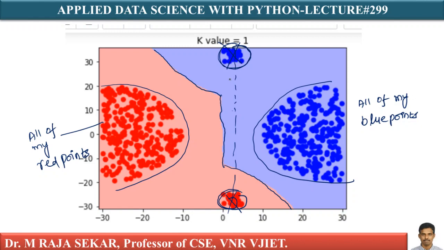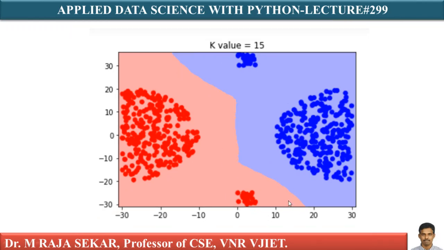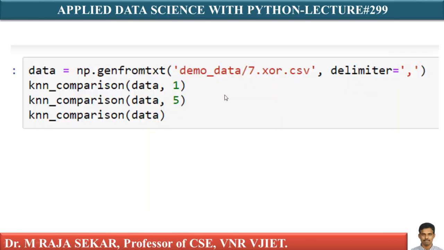Even for large values of k, the decision boundary does not change much. Just see, for k equal to 5, again the decision boundary is not changing much. Observe that because of outliers, even for k equal to 15, we are still not able to get a good decision boundary. These outliers change the whole shape of the decision surface even for large values of k.